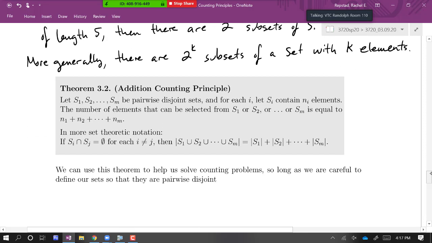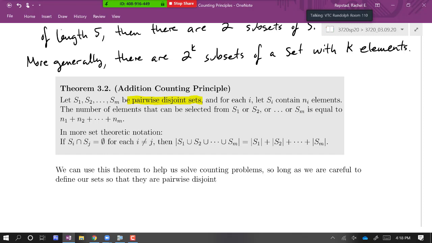Next, we've got the addition counting principle, and this is a really particular set of circumstances where this works. So we have a set of pairwise disjoint sets. That's really important. What is pairwise disjoint? What does disjoint mean? If two sets are disjoint, does anybody know what that means? You mean they're not connected in any way? Yeah, it means there's no overlap, like their intersection is empty, right?